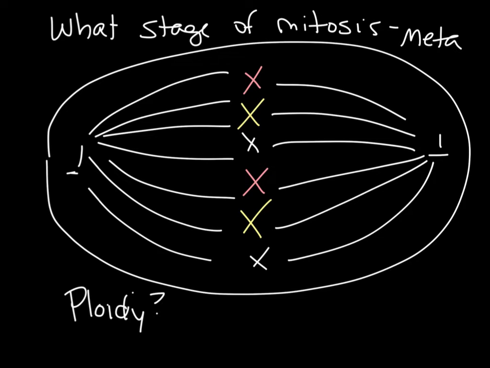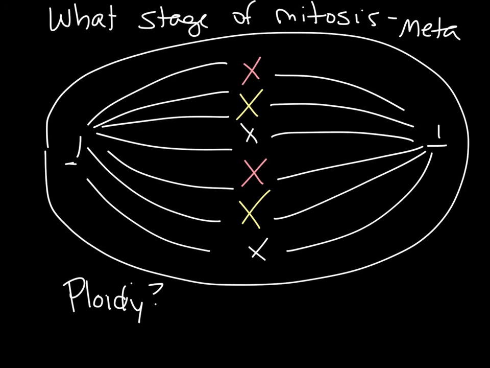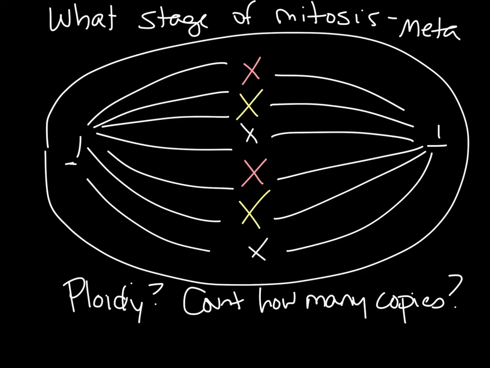So how do you figure out what it has with respect to ploidy? The easiest thing to do is count how many copies of any individual chromosome you see. So let's count the yellow. How many yellows do we see? I see 1, 2. So there's 2 copies of yellow. How many copies of pink? 1, 2. Good. 2 copies of pink. What about white? 2 copies of white. All right. So that suggests that this is a 2N organism.